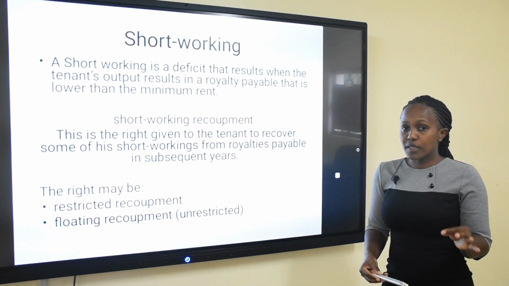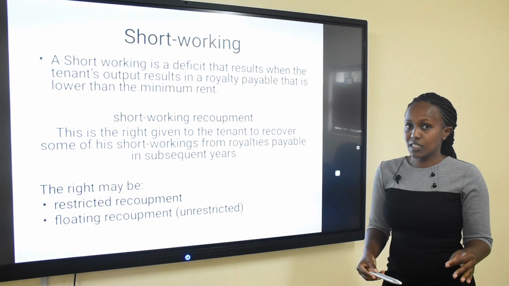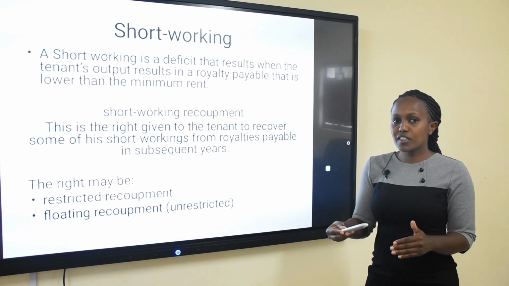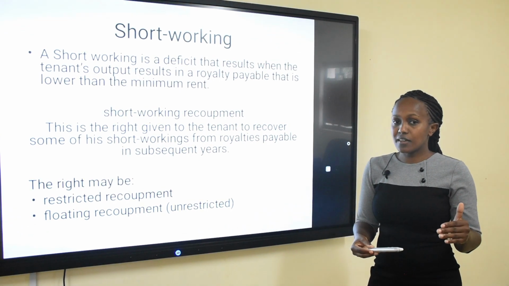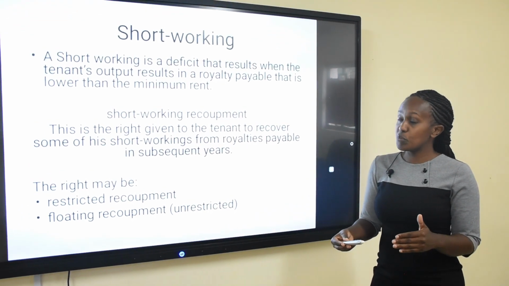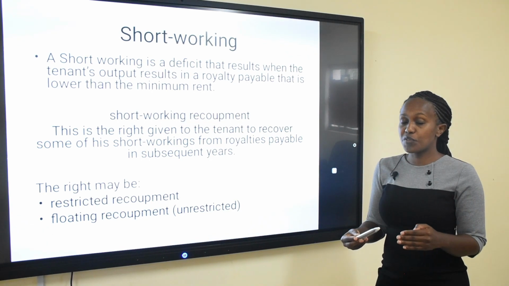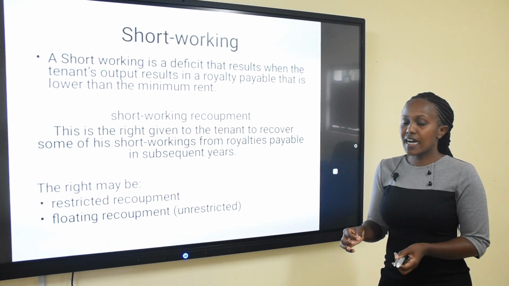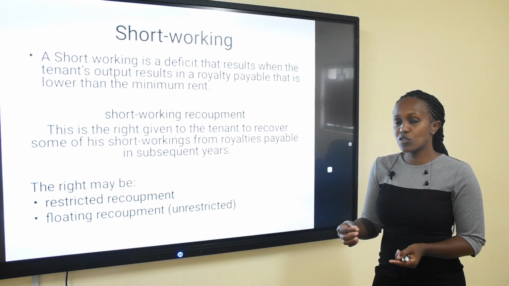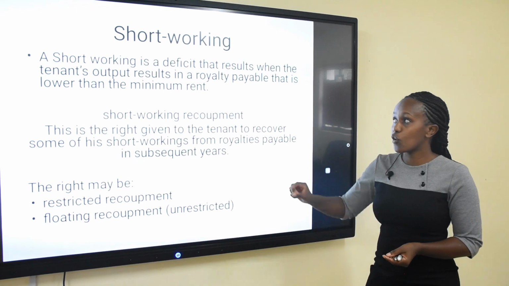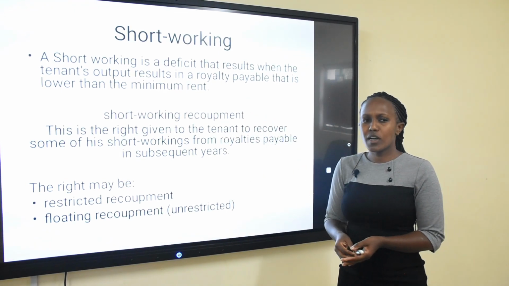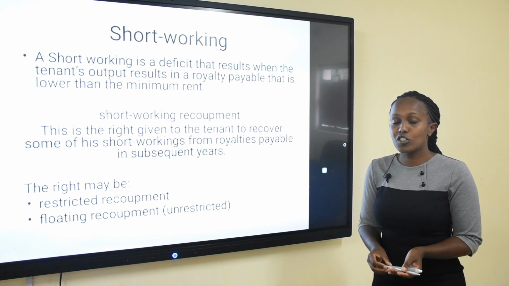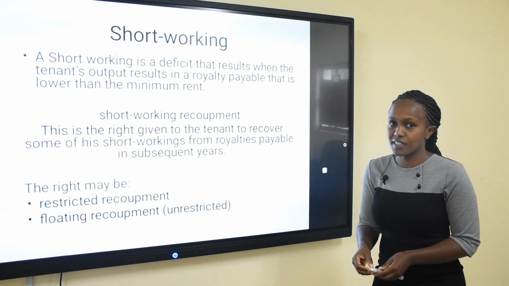or the royalty payable as computed based on output, is less than the minimum rent. The landlord wants 10,000, but from the output, the only amount that would be payable to him as per calculations would be 5,000, which he cannot accept. Therefore, the tenant here has a deficit. He has to add from his own resources 5,000, which we are calling a short working. So a short working is simply a deficit. It is a deficit that occurs when the royalty payable is less than the minimum rent.